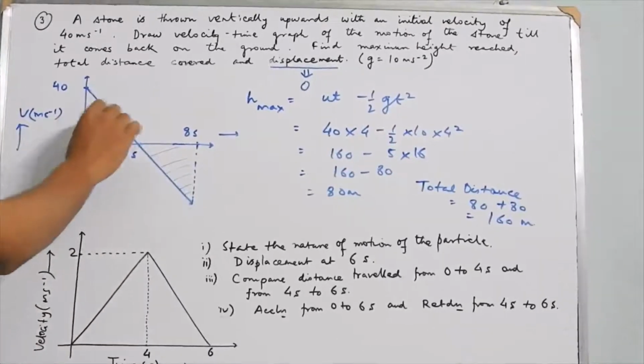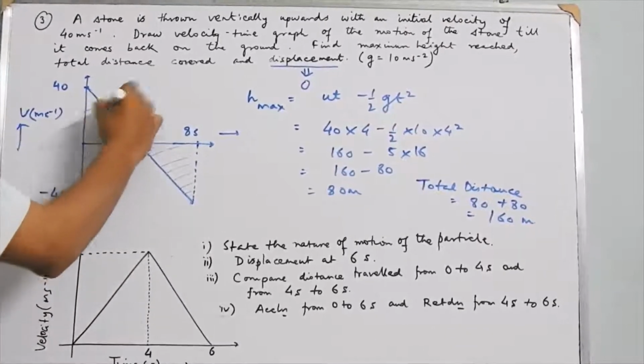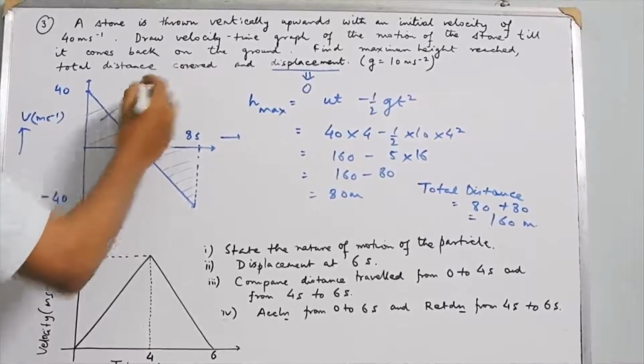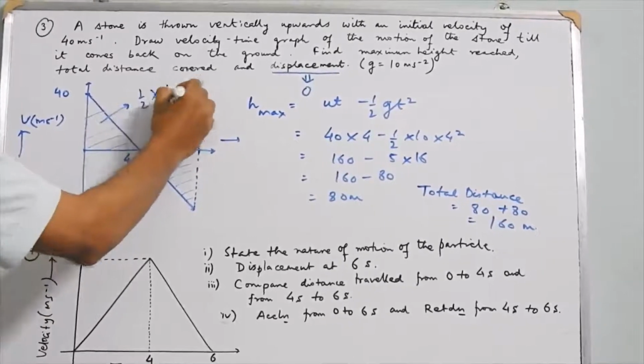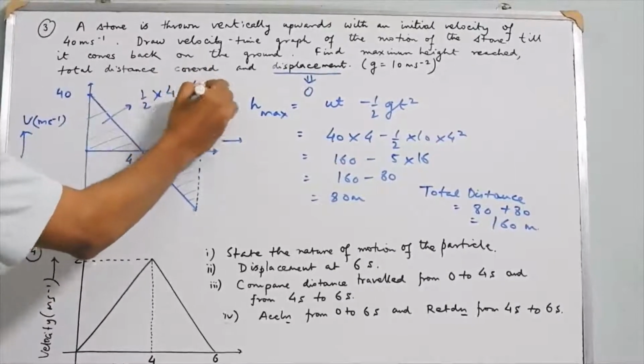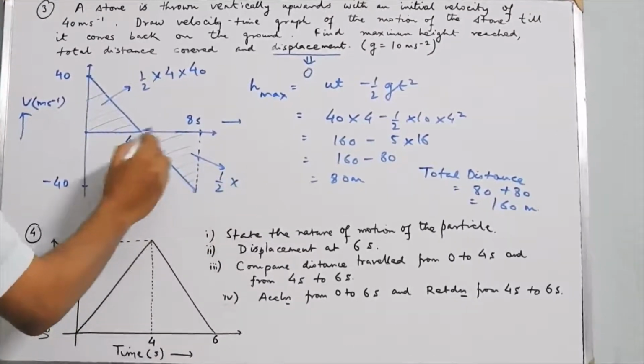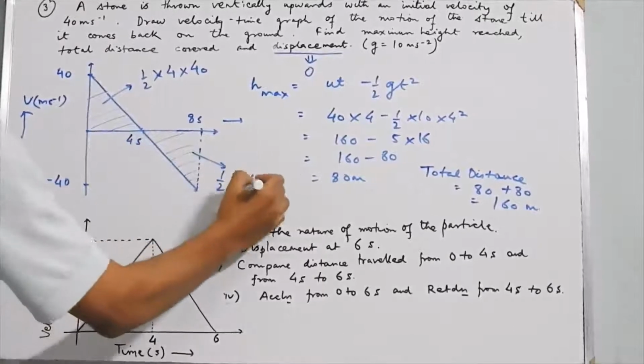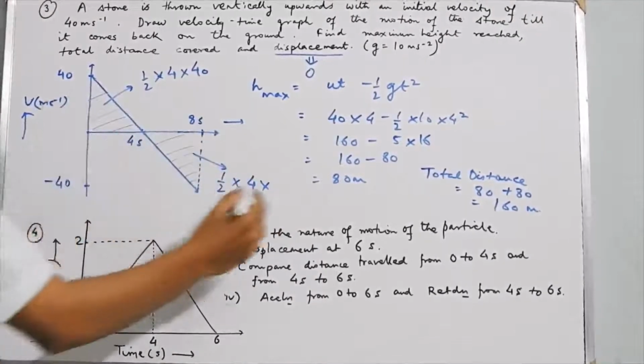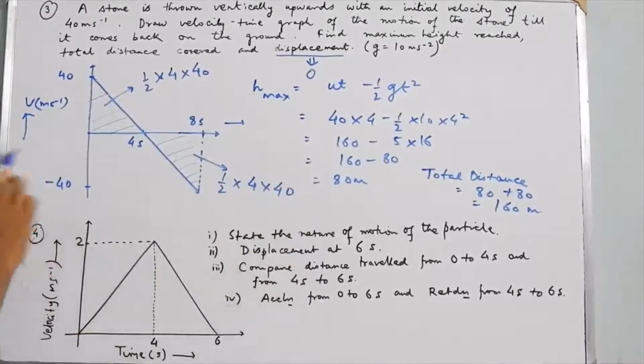So area of this triangle is obviously half into base into height, base into height, that is 40. And area of this triangle is half into base, which is 8 seconds minus 4 seconds, that is 4, into the height, which is again this 40. We are ignoring the direction, that is minus 40.